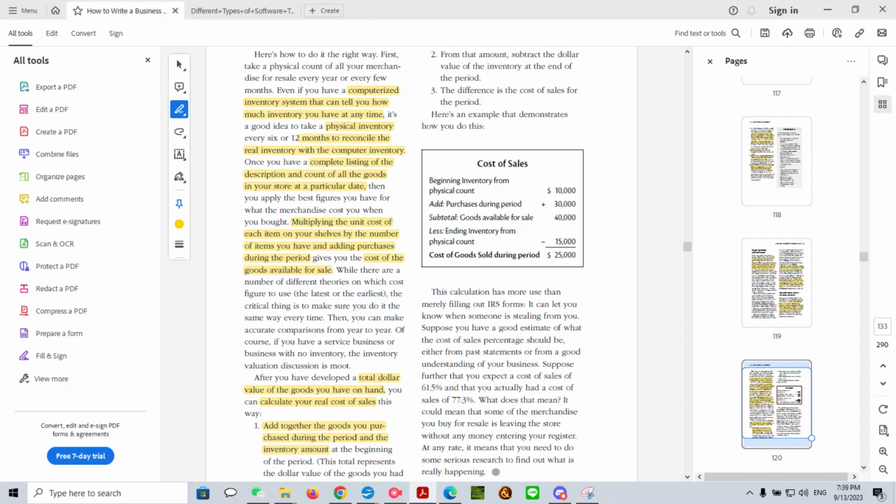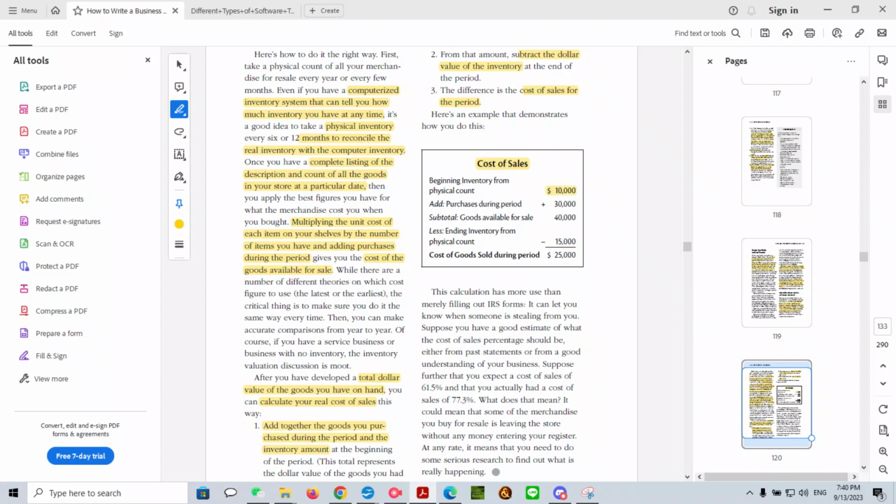from that amount, subtract the dollar value of the inventory at the end of the period. So let's say the dollar value is how much it cost for you to obtain those items. And when you sell more of those items, you subtract from that dollar cost amount, and you have a new running total. I'll give you an example here: cost of sales.